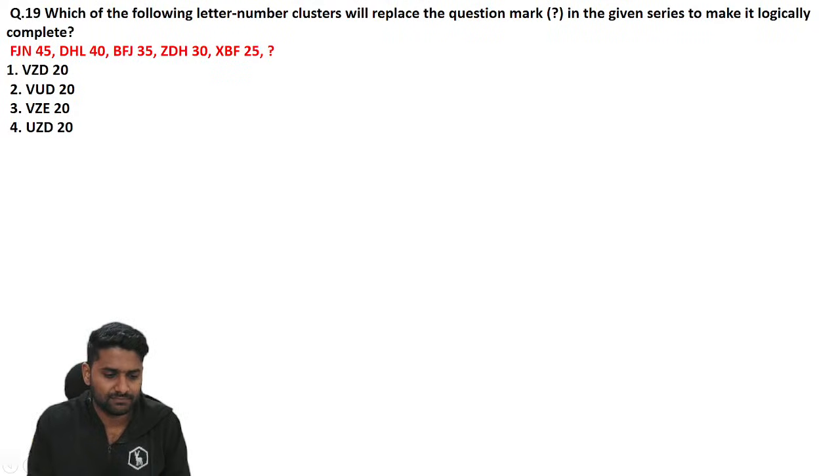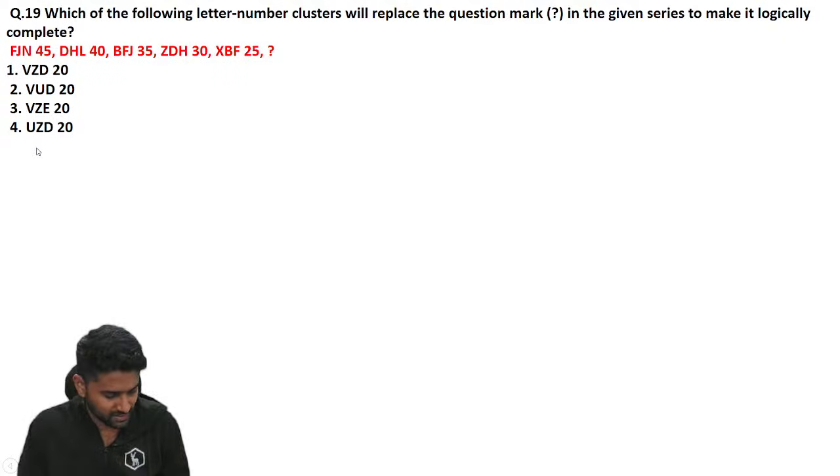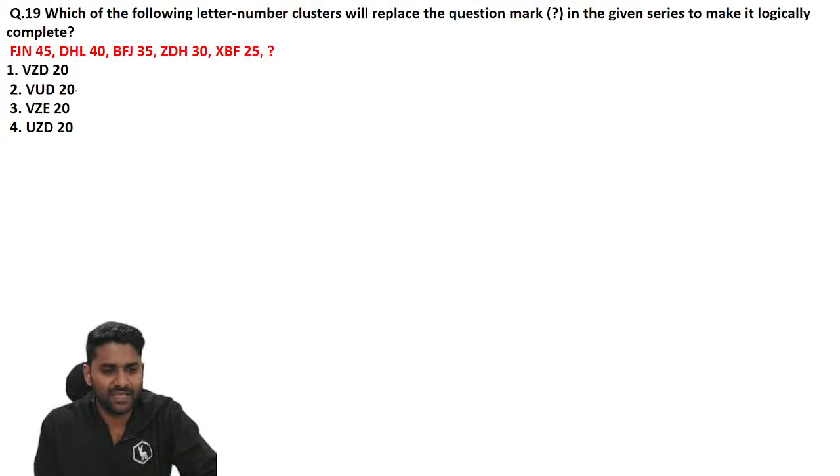Let's find the next one from the series again. See, first of all, here the numbers are 45, 40, 35, 30, 25, 20. We got the number, but there's no point in finding the number, because the last element is 20 in every option. So let's find the alphabeticals.